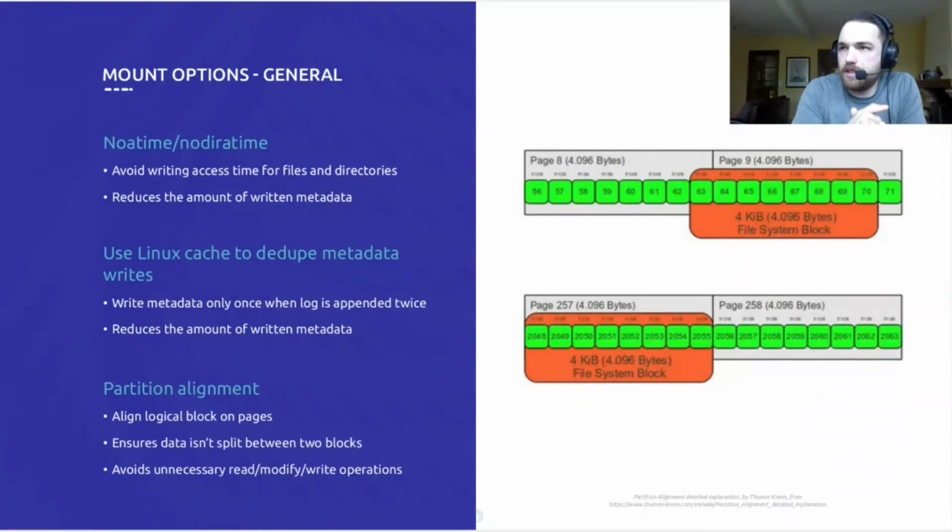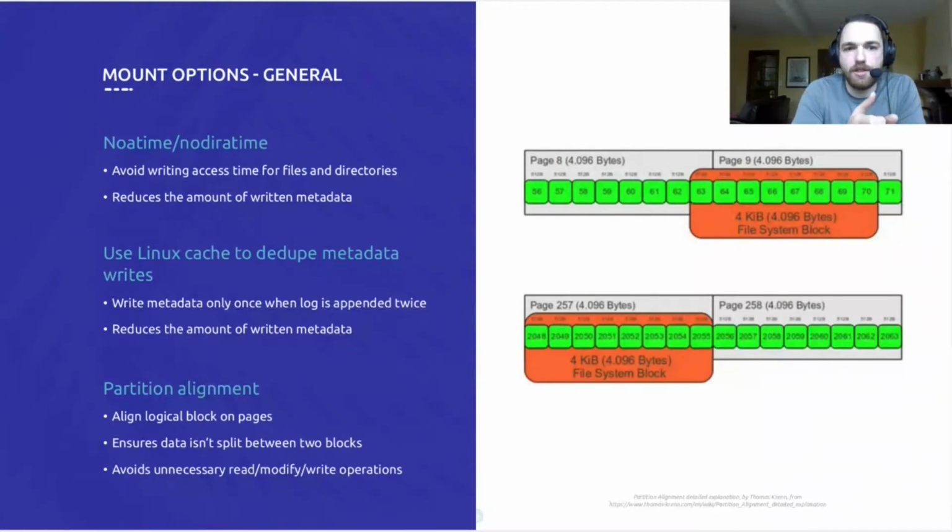Before delving deep into the choice of file systems, there are some general mount options which help every file system. Typically, avoiding writing the access time for files and directories reduces the amount of written metadata. You can do it by simply specifying the noatime and nodiratime options when mounting your file system, and this prevents writing access time.